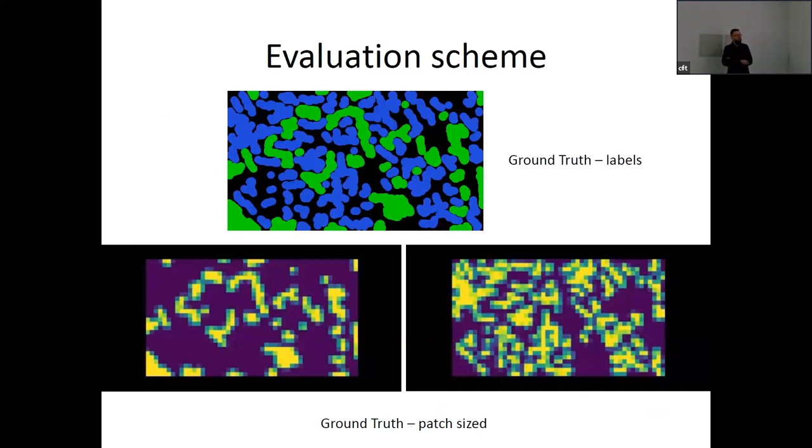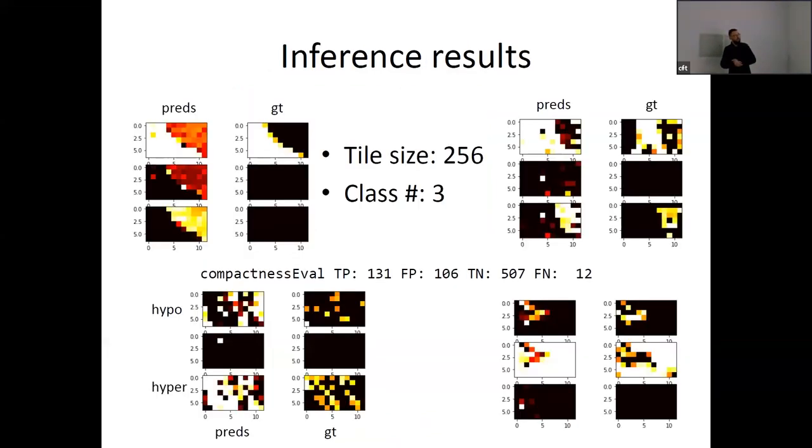And for the evaluation scheme, we use the ground truth in patch mode, because those are too big images to go through the neural network. So we simplified them, and we used them as the ground truth in the patch size. Patch size was from 64 to 256. And this is the example for patches of 256. And the classification in three different classes. So we have the hypocellular, the top row, classical, and hypercellular in the lowest row.